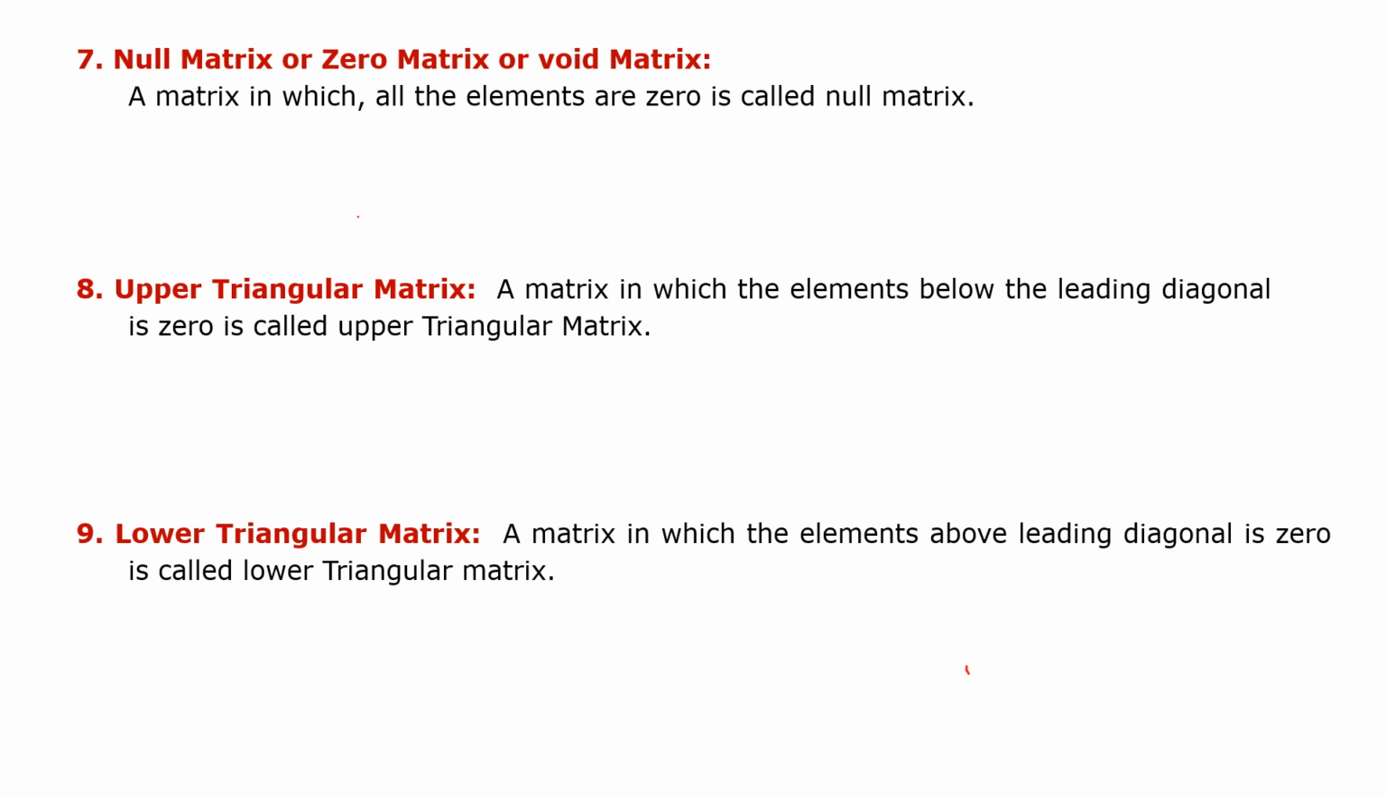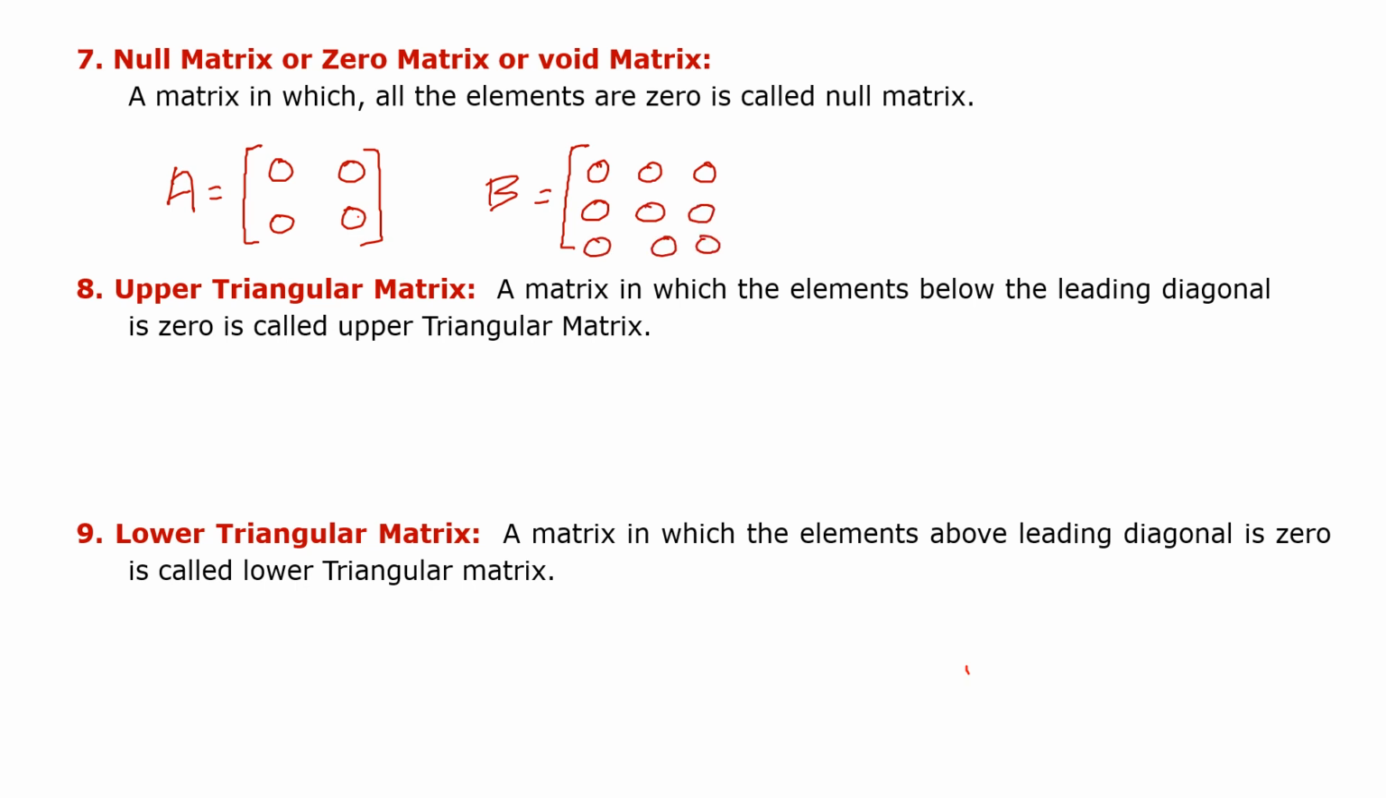Next, the seventh one, this is the null matrix or zero matrix or void matrix. So as the name indicates, zero matrix, all the elements in this matrix should be equal to 0. That is, if you write an example, matrix A. If you want to represent a null matrix, and if it is a 2 by 2 matrix, all 4 elements should be equal to 0. Or you write one more example, a 3 by 3 matrix, in which all elements should be 0. So this is an example of a zero matrix.